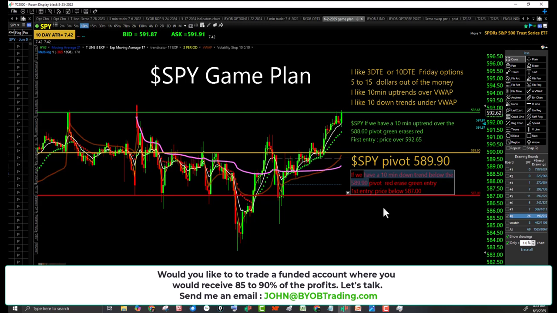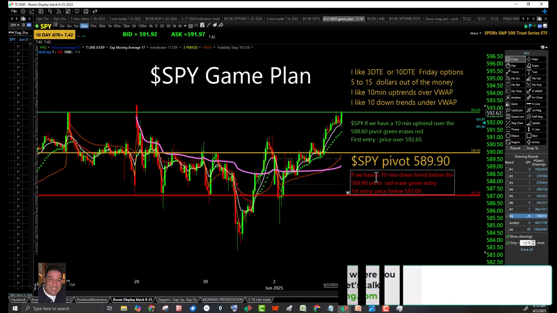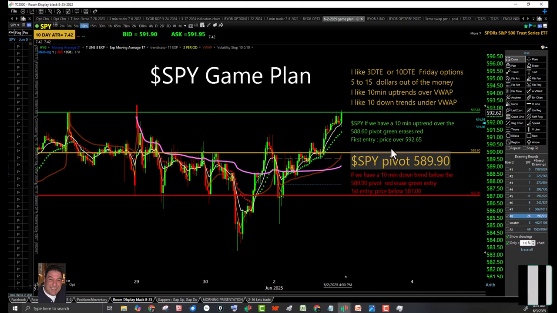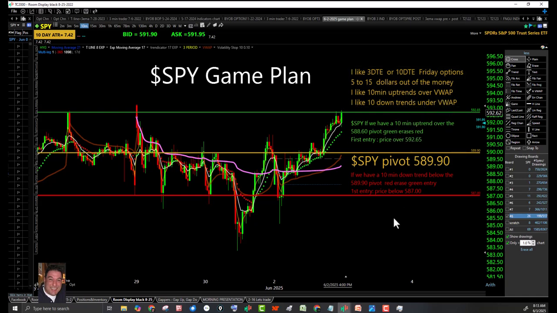Downtrends, all right, again, there'll be times I won't even wait for price to have a red erases green event. It'll be a 10-minute downtrend. It'll be under VWAP, and it'll be probably under the pivot. There are times that I will trade 10-minute downtrends under VWAP, 10-minute uptrends over VWAP.